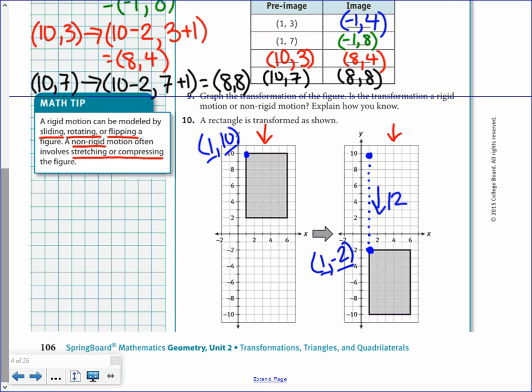And so that mapping notation, (x, y) goes to (x, y minus 12). So that'd be the function that describes that transformation. Then part B asks you to classify it. Is it rigid or non-rigid? And explain why you classify it that way. This would be a rigid transformation because the figure remained the exact same shape and size.